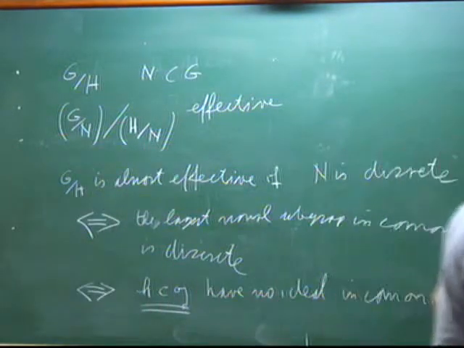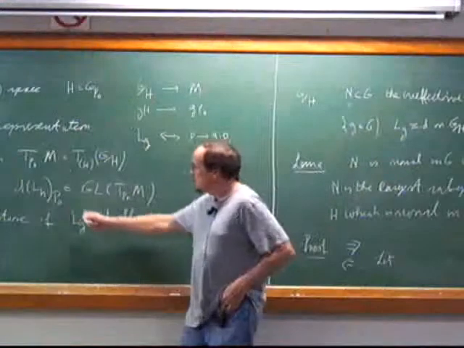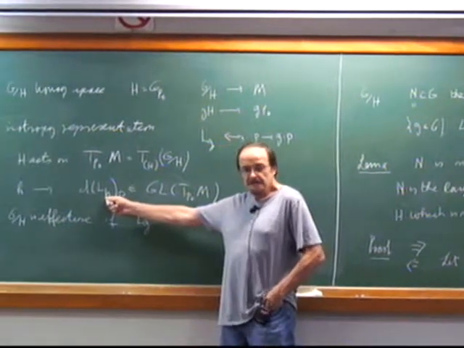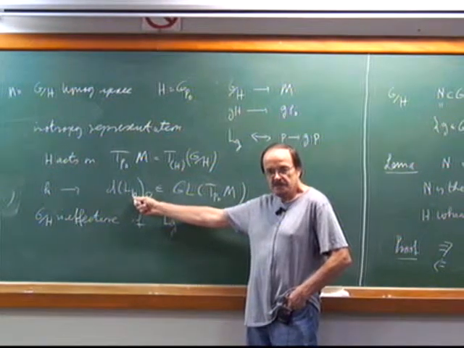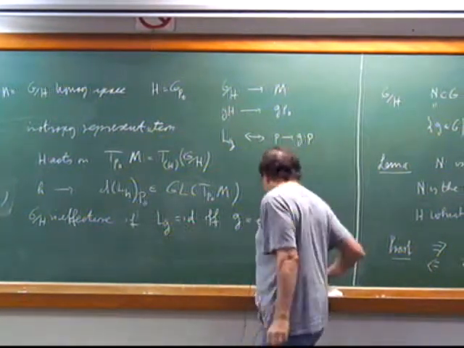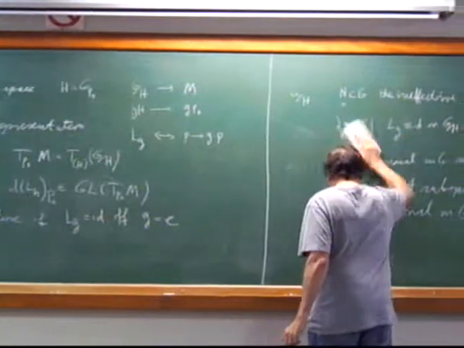I think I mentioned last time that this does not mean the representation is effective. It may or may not be effective. But if it's Riemannian homogeneous, it is effective.